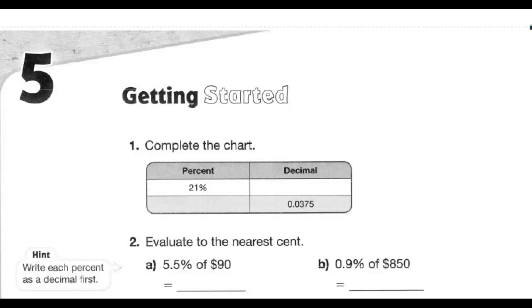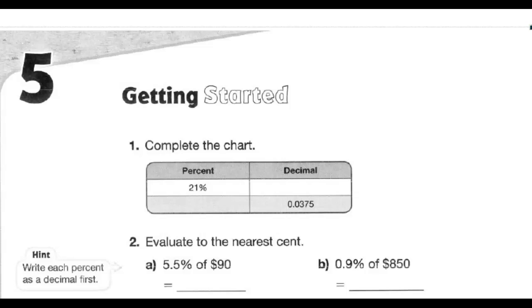Okay, we're starting chapter 5, which is one of the money chapters. This one is interest and borrowing money. Back in chapter 1, remember, you learned about money as well. And so in this getting started, we'll do a little bit of review from chapter 1, really, and previous courses, because it's dealing with percents.